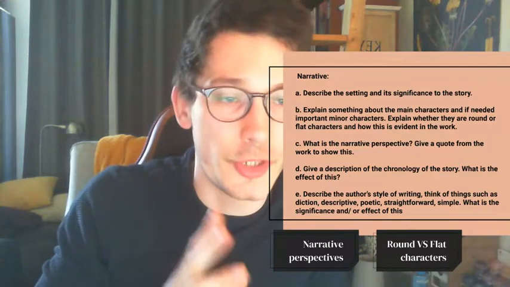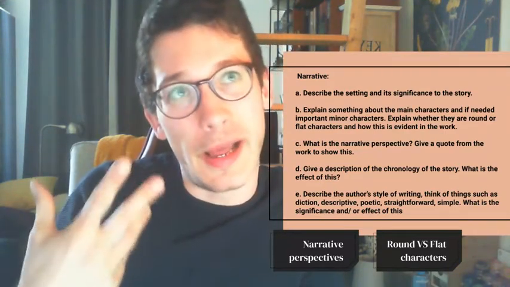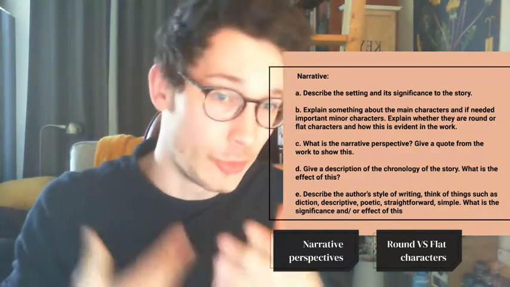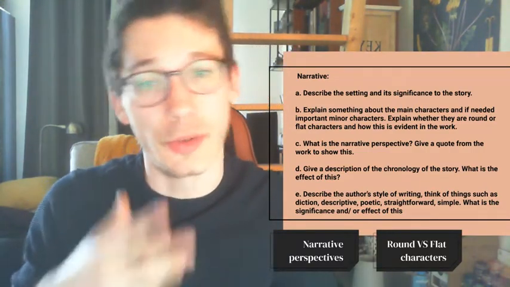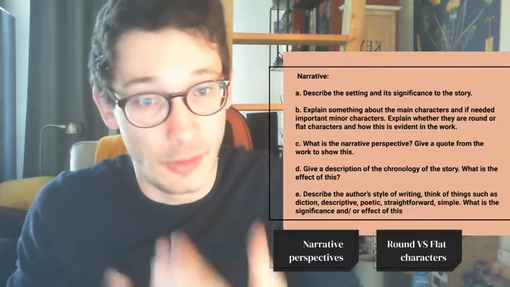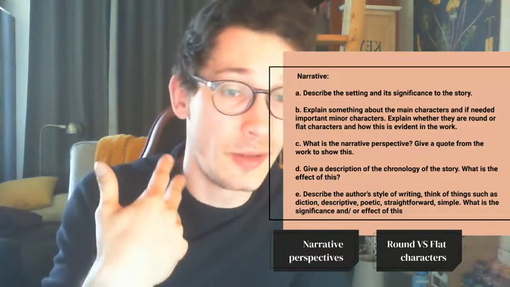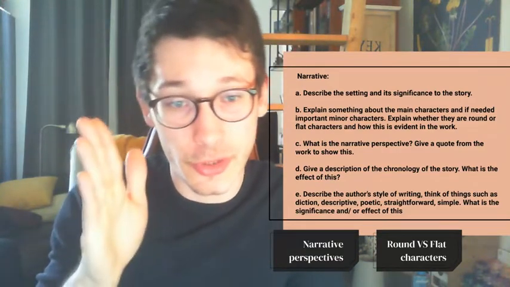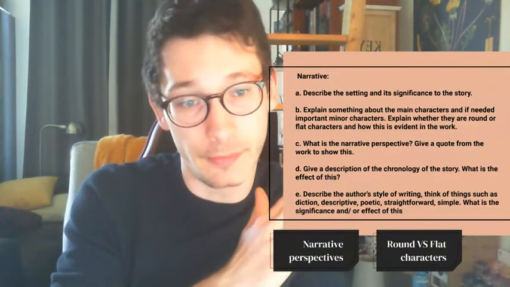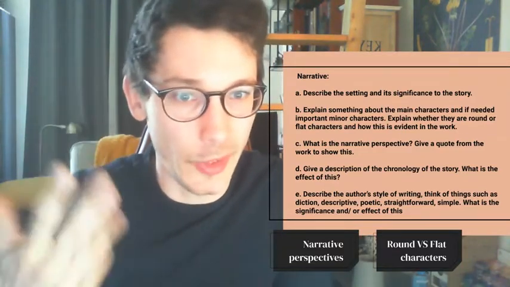Give a description of the chronology of the story. What is the effect of this? So the chronology is, how do we jump into the story and how does it unfold from there on out? So do we jump into it in the middle of the action, or do we start with a bit of exposition first? And as the story unfolds, do we get flash forwards, flashbacks, or is it just going forward chronologically? Okay, tell us what it is and what is the effect on the story.